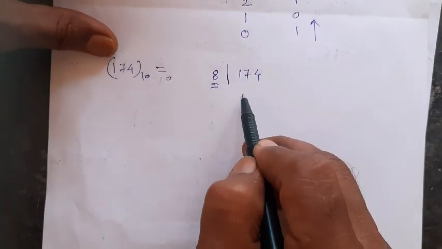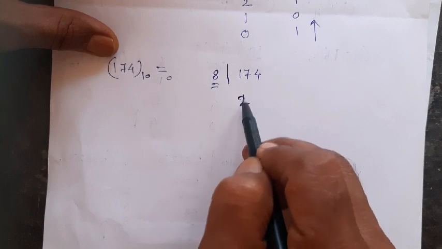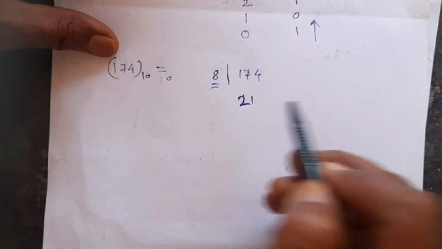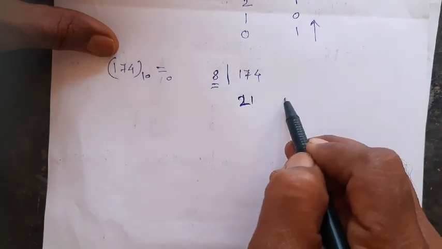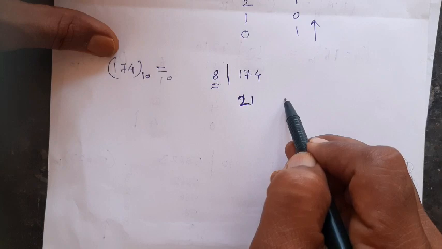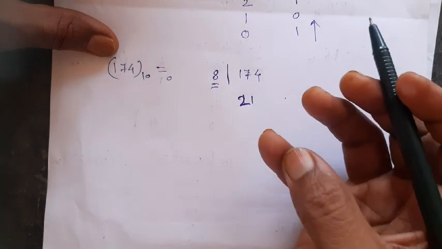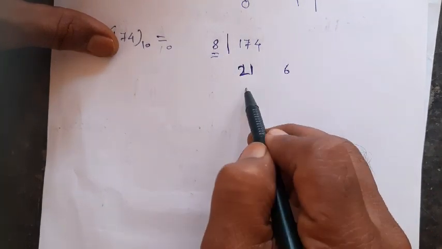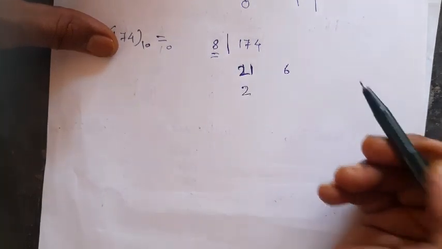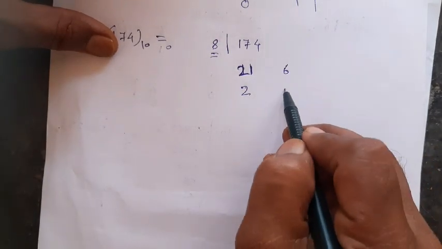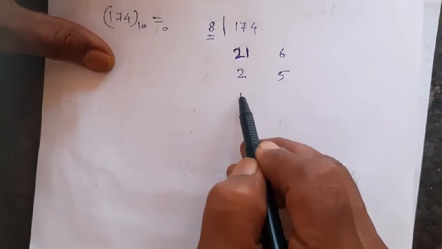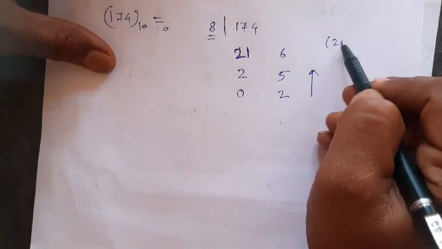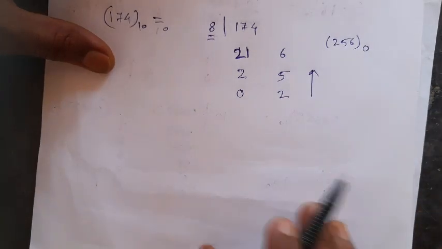Here I will write: 8 2s are 16, then the remainder is 1 among these 17. Then 8 1s are 8, the remainder is, counting 9, 10, 11, 12, 13, 14, therefore the remainder is 6. If I divide this 21 by 8, then 8 2s are 16 and the remainder is 5. If I divide this 2 by 8, the quotient will be 0, the remainder will be 2, and when I write in reverse order, it is 256, which is in the octal number system.